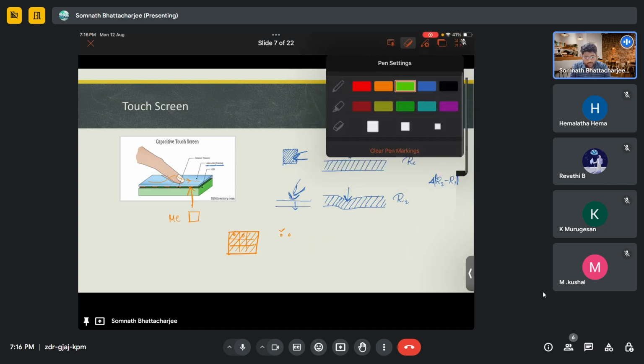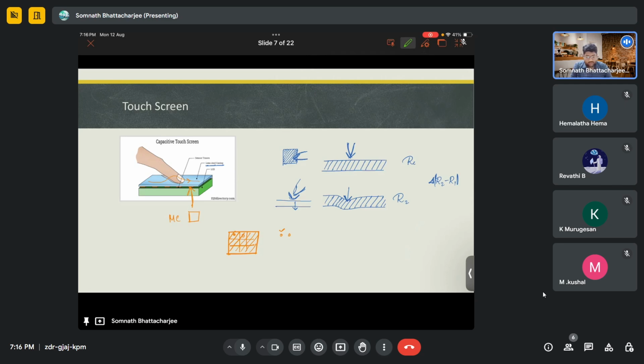So the response will change with respect to your touch. But what happens in case of a resistive sensor? With a resistive sensor, we'll do the same. This is the resistive material, and we'll just divide it into 9 equal parts. Obviously my drawing is a bit off, but it will be 9 equal parts.